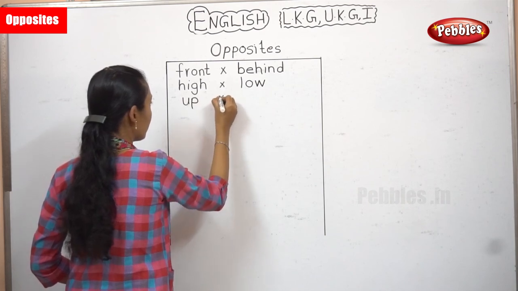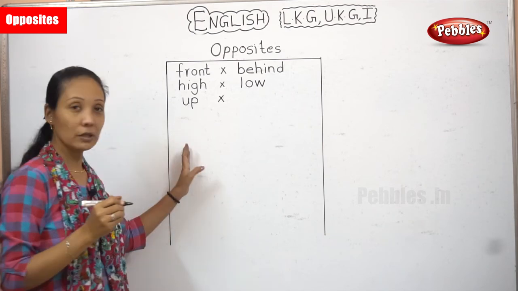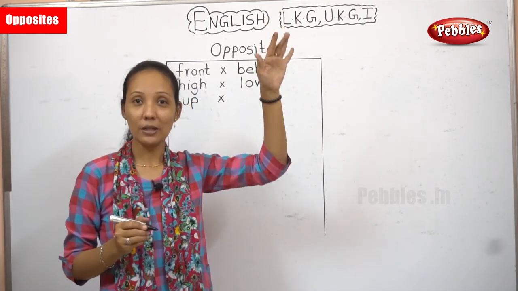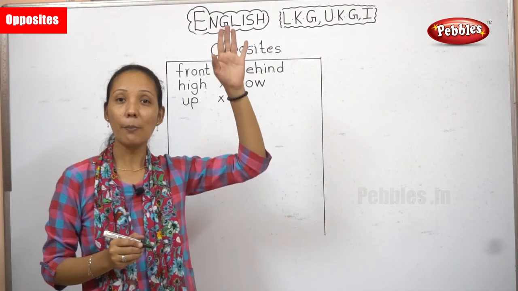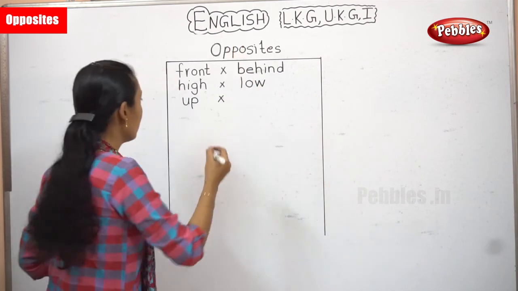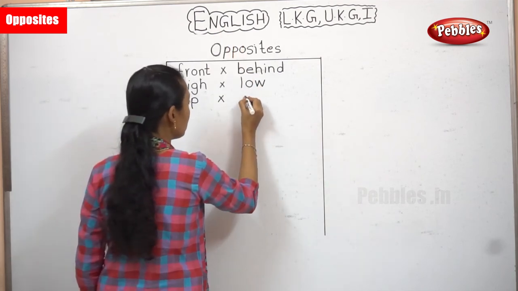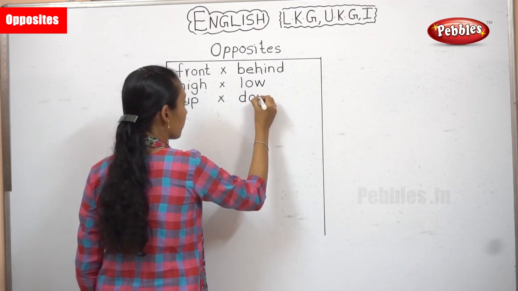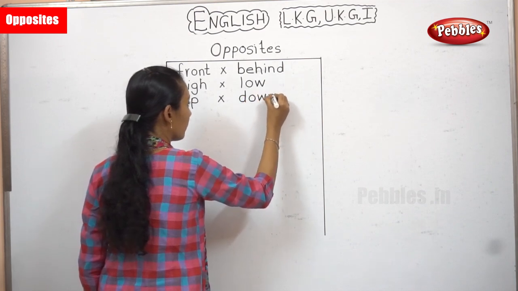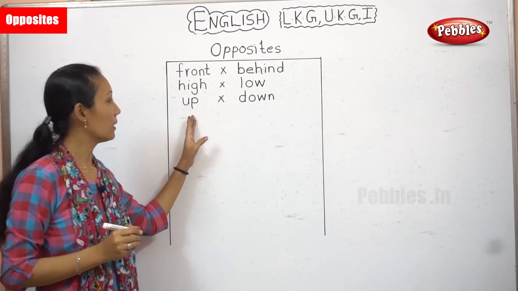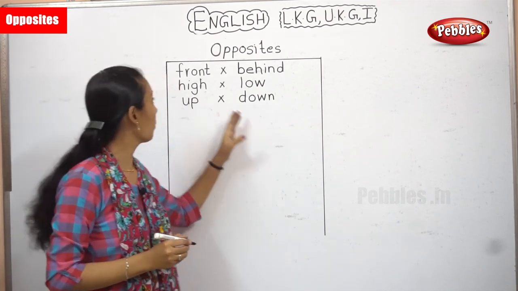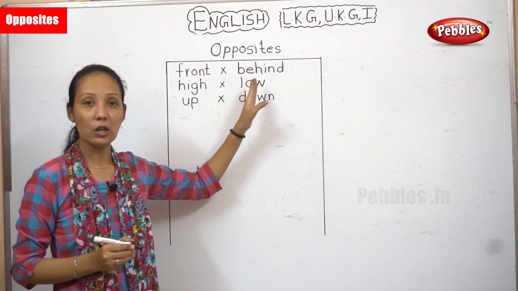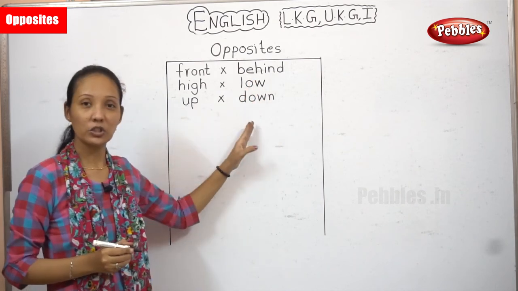Alright. Next word is up. What's the meaning for up? Suppose you say climb up the stairs. What's the meaning? Yes, you come back down, isn't it? So up, down. What's the opposite of up? Down. Up is down. Now front, behind, high, low, up, down.